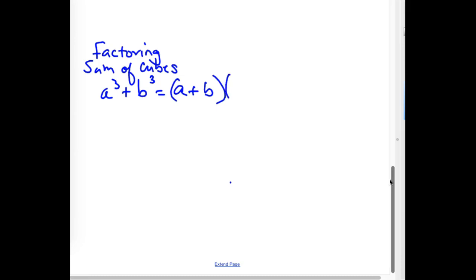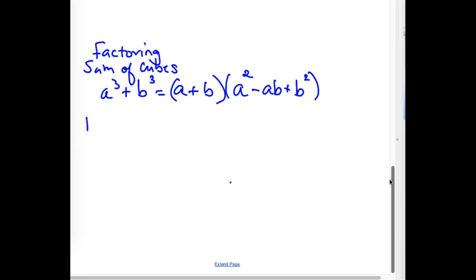The second factor ends up being a trinomial. The pattern is we square the first term, so we square the a. We do the opposite of the product. The product would be a positive a times b, and we want the opposite of it. And then our last term we square, so b gets squared. That is a trinomial that is not factorable. If it were factorable, we'd have a different pattern for you to memorize. So we can factor it into a binomial and a trinomial.